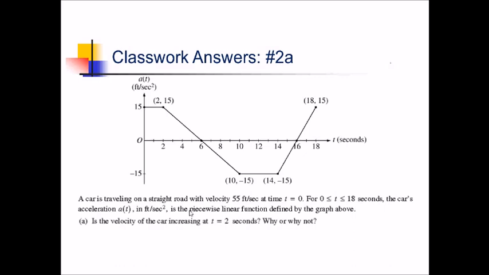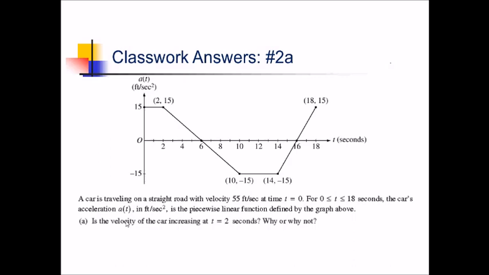For this problem, we have a car traveling on a straight road with a velocity of 55 feet per second, and its acceleration between times 0 and 18 is given by this piecewise defined function graph here. So for the first part of the problem, we want to know if the velocity of the car at t equals 2 is increasing, and why or why not.